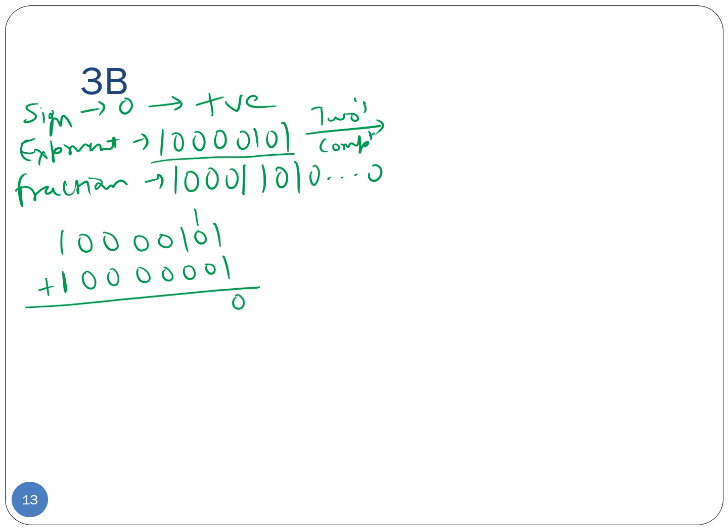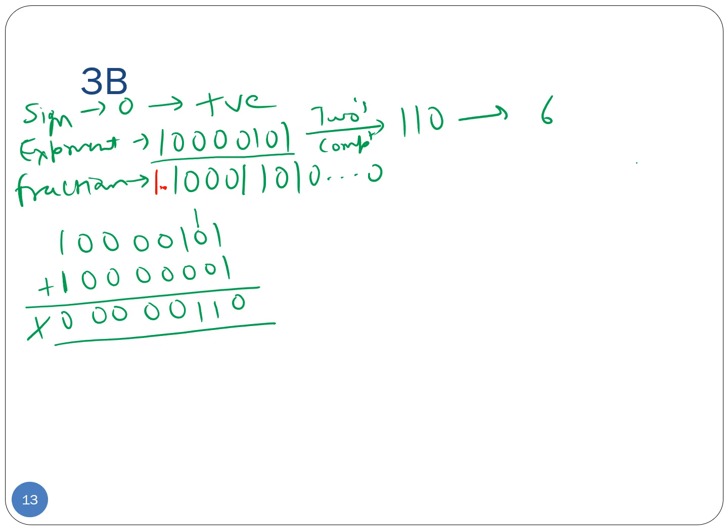So 1 plus 1 is 1 0. This is 1 1 0 0 0 0. 1 plus 1 is 1 0. We can discard this overflow carry, right? So the exponent is basically 110, which in decimal is 6. This is our exponent. The fraction, once again recall that the fraction has an implied 1 point before it.